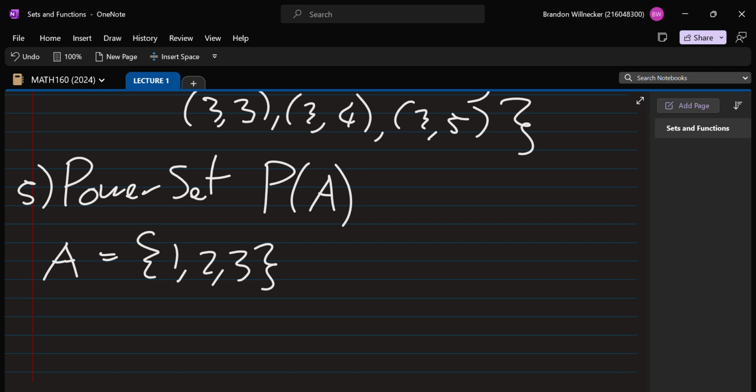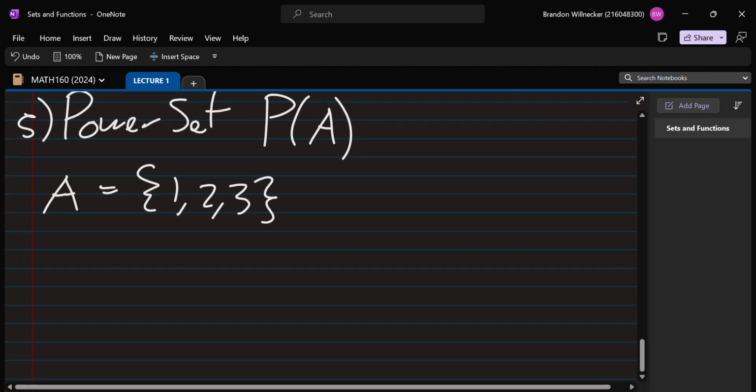The set {1, 2, 3}, that is also a subset. I know what you're thinking, but yes, it is a subset. Why? Because it's a new set constructed from the elements from A. However, the full set is not a proper subset. A proper subset does not include the entire set, and it's also not including the empty set. What's the empty set? It's the set that doesn't have anything in it. So we'll have a look at that now.